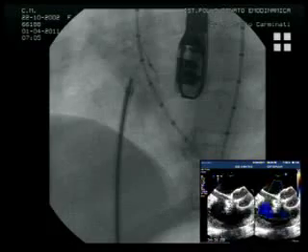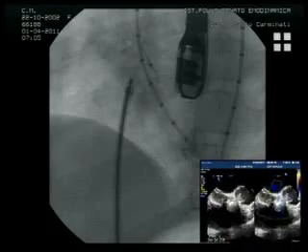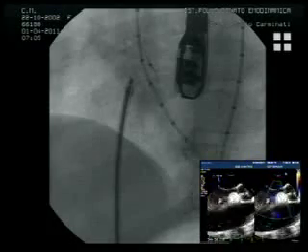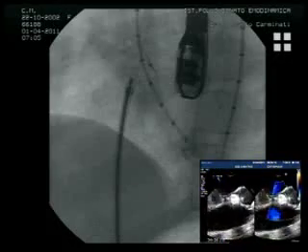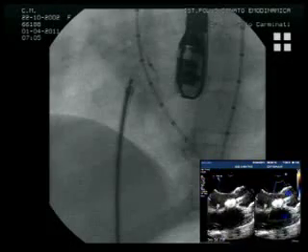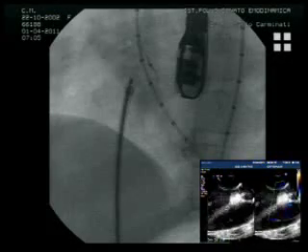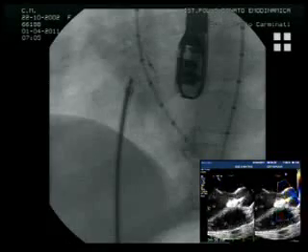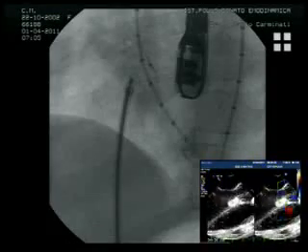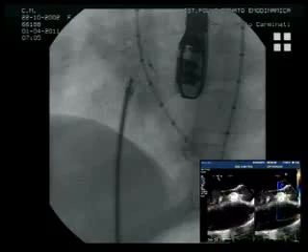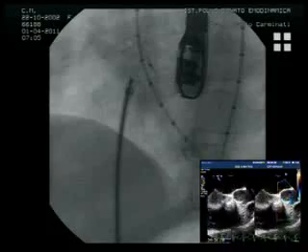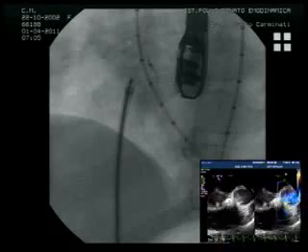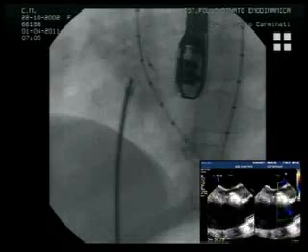I will ask Carmelo now to do some different sections, echo sections, particularly to be sure about the aortic regurgitation or no aortic regurgitation. As you can probably see, there is no significant aortic regurgitation at this stage, despite a lot of tension from the system. That is not the problem.